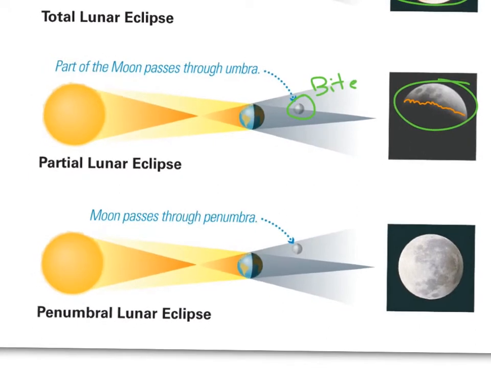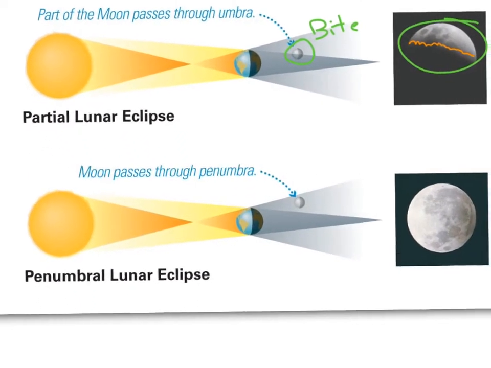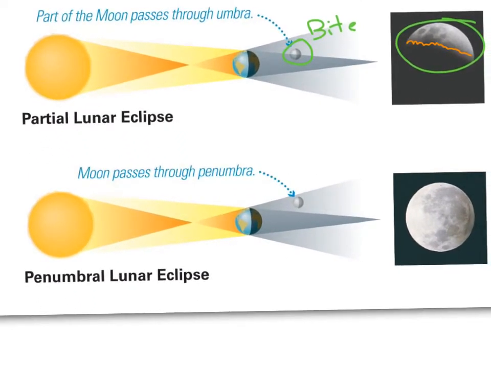The third type of lunar eclipse is called a penumbral lunar eclipse. And I'm just going to put maybe a sad face here, because I would not worry about getting up in the middle of the night to watch a penumbral lunar eclipse. You can barely know they're happening because the moon is passing through that light part of the Earth's shadow.